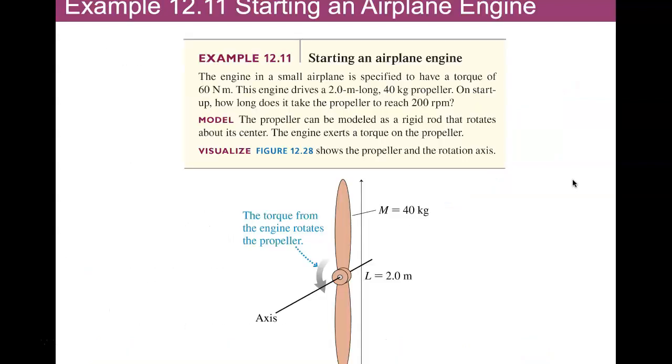All right. So this is another problem. So example 12.11. Read through this and try to solve it. Okay. So what is the problem saying?